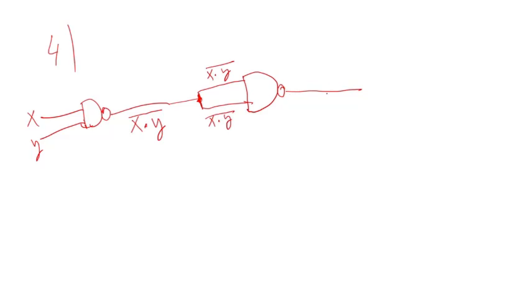So then the output would be, you would add another bar, which is just X and Y, because if you have two bars, that means it's removed. The negation is no longer existing.